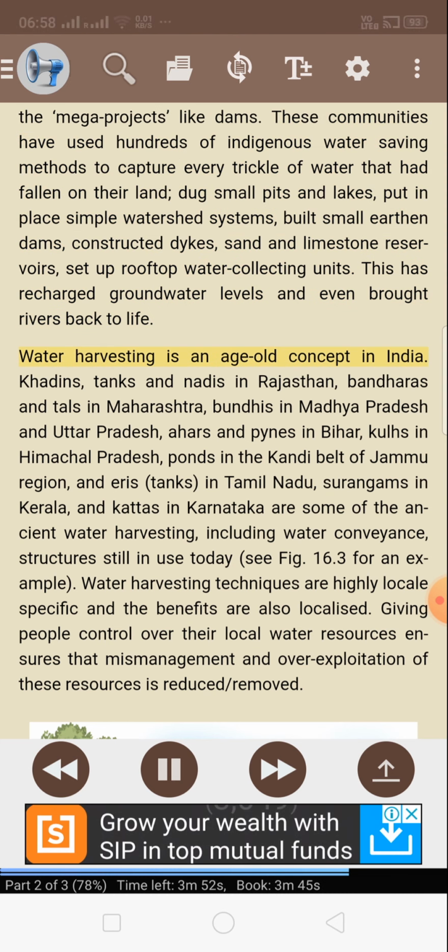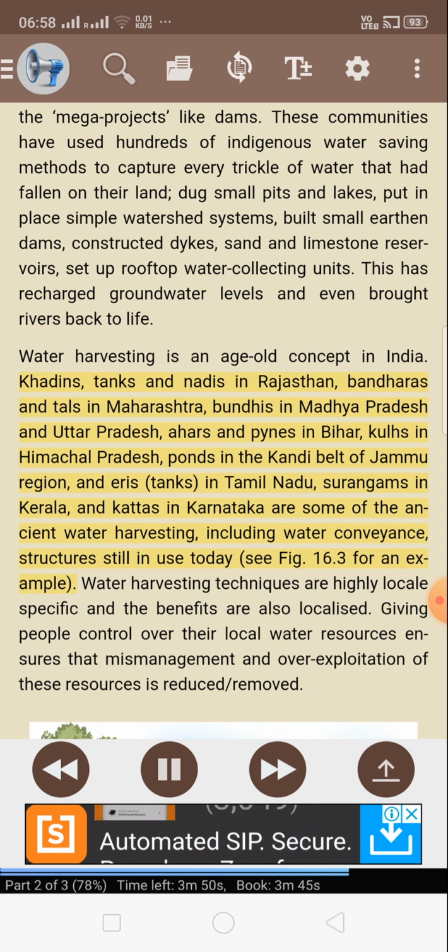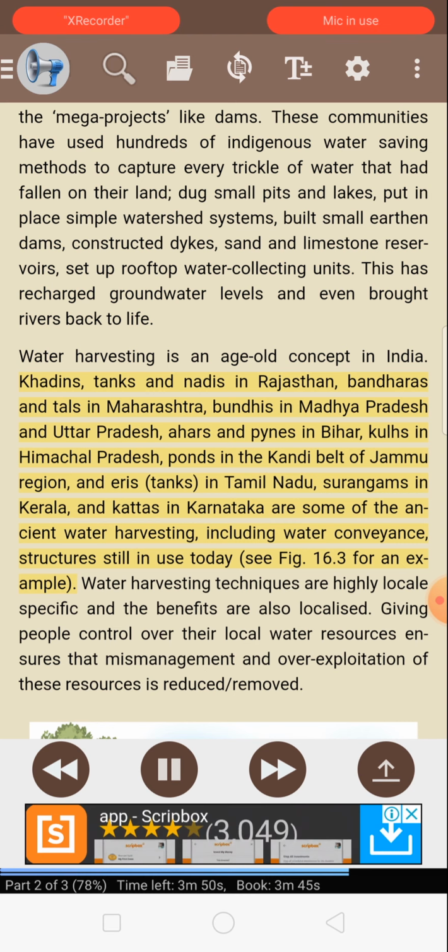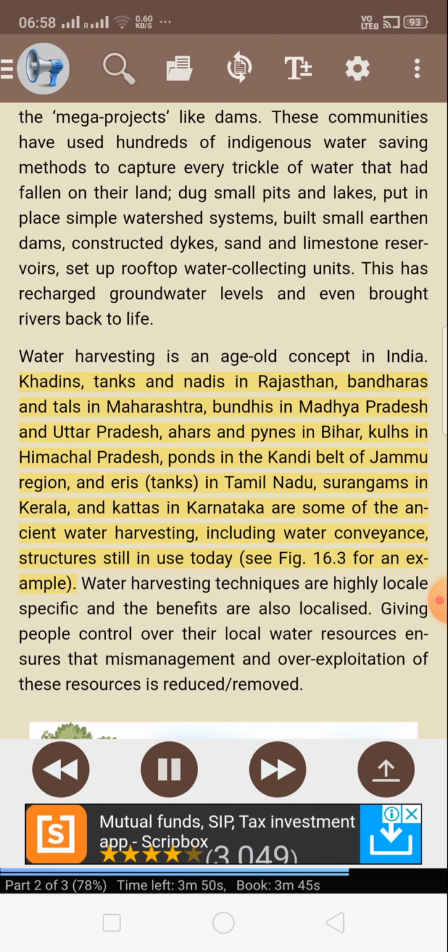Water harvesting is an age-old concept in India. Kadins, tanks and nadis in Rajasthan, Bandharas and Tals in Maharashtra, Bundhis in Madhya Pradesh and Uttar Pradesh, Ahars and pynes in Bihar, Kuhls in Himachal Pradesh, ponds in the Kandi belt of Jammu region, and Eris tanks in Tamil Nadu, Surangams in Kerala, and Kattas in Karnataka are some of the ancient water harvesting, including water conveyance, structures still in use today. See figure 16.3 for an example.